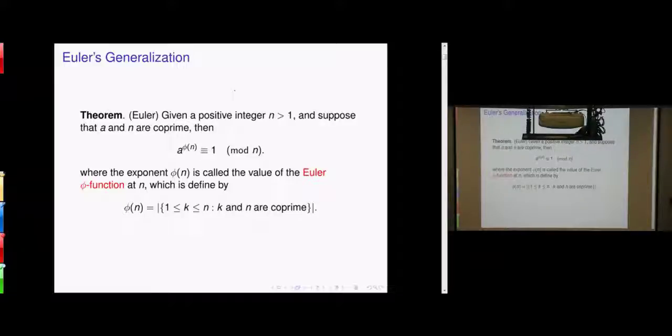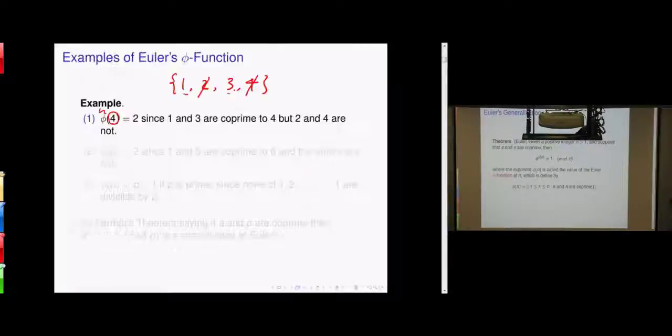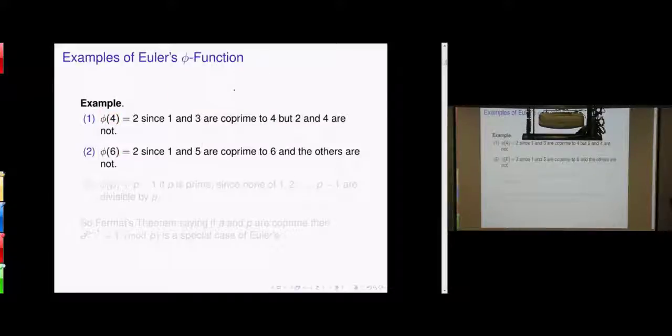So this is 1 less than or equal to k less than or equal to 4, so that k and 4 are co-prime. In this example, if you look at the set, it only contains 1 and 3. So phi of 4 will be the cardinality or the size of this set, which is 2, because it has 2 elements. So phi of 4 is 2. Okay. Now let's look at one more.